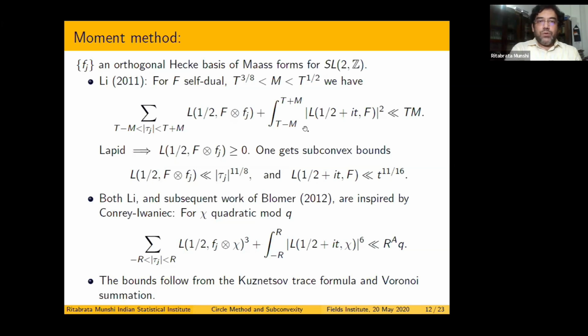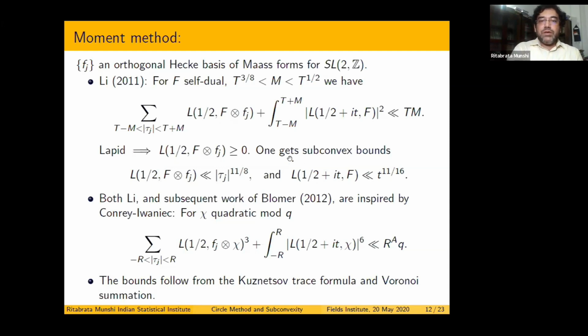And why is this useful? There's a deep result of Lapid which says that these L-values are non-negative if you take capital F to be self-dual. So if capital F is a symmetric square lift from a GL2 form, then these L-values are non-negative at the center. And if you have that information, then here you are adding all non-negative numbers. So if you have an upper bound for this sum, then from that upper bound, you can get an upper bound for the individual terms appearing over here. That's the moment method.